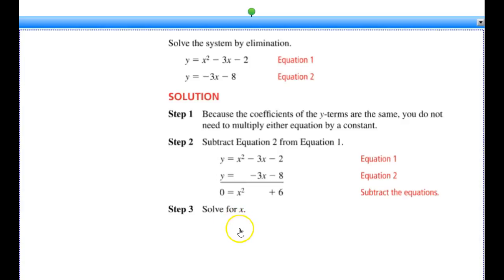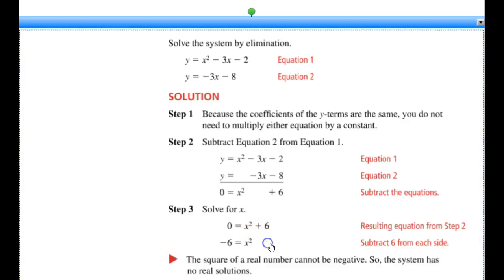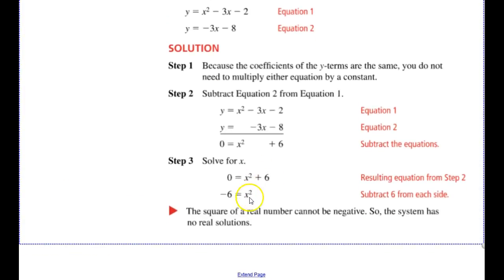So now I can solve for x. I see that I don't have an x term, I just have x squared. So I'm going to subtract 6 from both sides, and then I can take the square root. Except here I end up with x squared equals a negative. And remember, I can't take the square root of a negative, so I have no real solutions for this one. If ever we end up with a negative that I'm trying to take the square root of, that's where I have no real solutions.